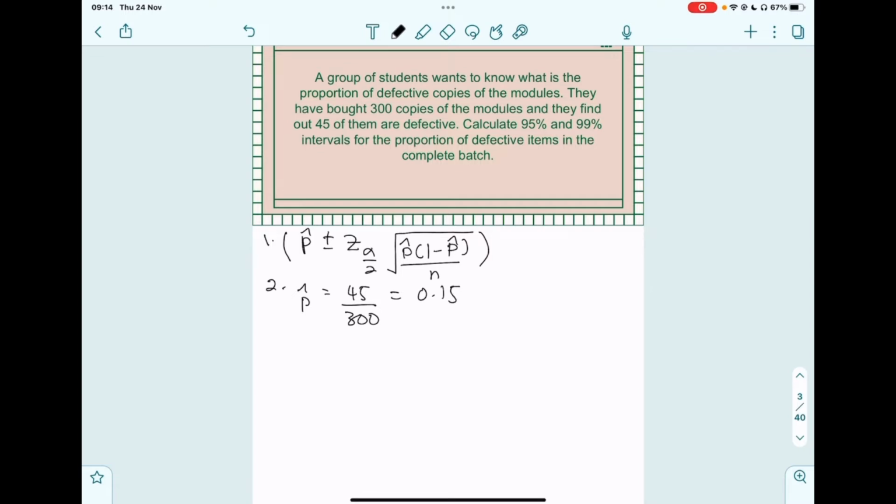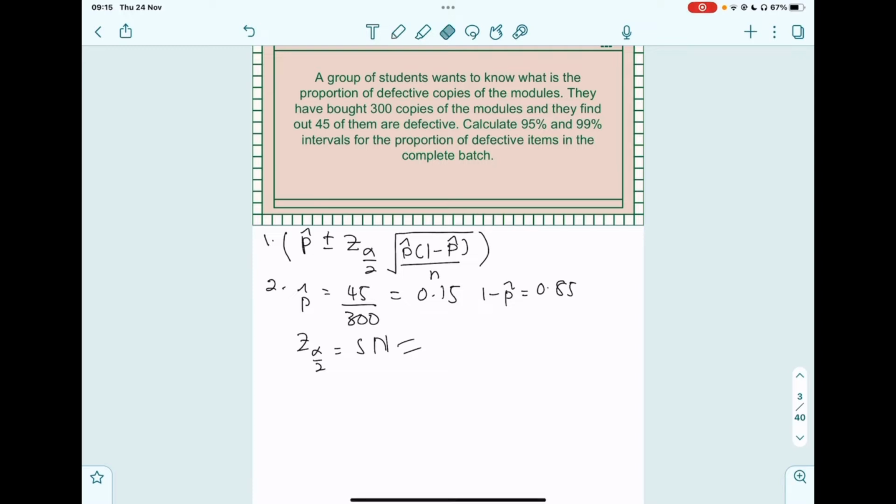Okay, that means 1 minus P proportion is 0.85. So that is clear. Other than that, Z alpha over 2 is a significant number that we will get from our stat table. So for this question, these are significant numbers from the stat table, and I'm going to proceed with the technique on how we are going to find these numbers.